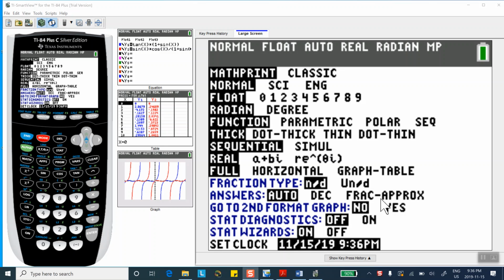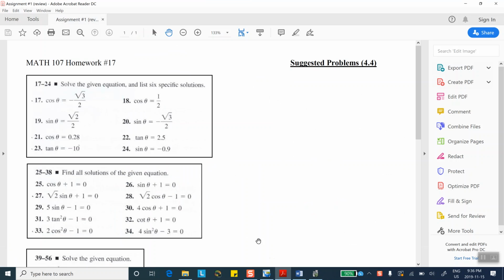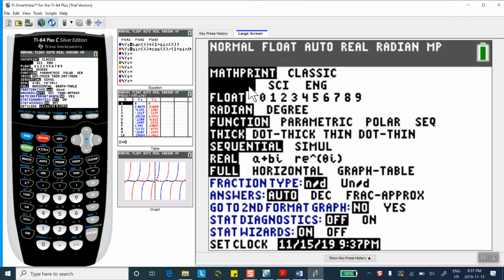Okay, the next four problems, 21 through 24, I don't recognize any of those numbers. For example, if you look at this, I don't recognize 0.28 or 2.5 or tangent, etc. So these have to be done approximately, of course, using your calculator. And the first thing that you have to decide, how do you want to write your angle? If you want to write your angle in radians, then make sure that your mode is on radian, and mine is right now. If you want to write your answer in degrees, make sure this is set to degrees.